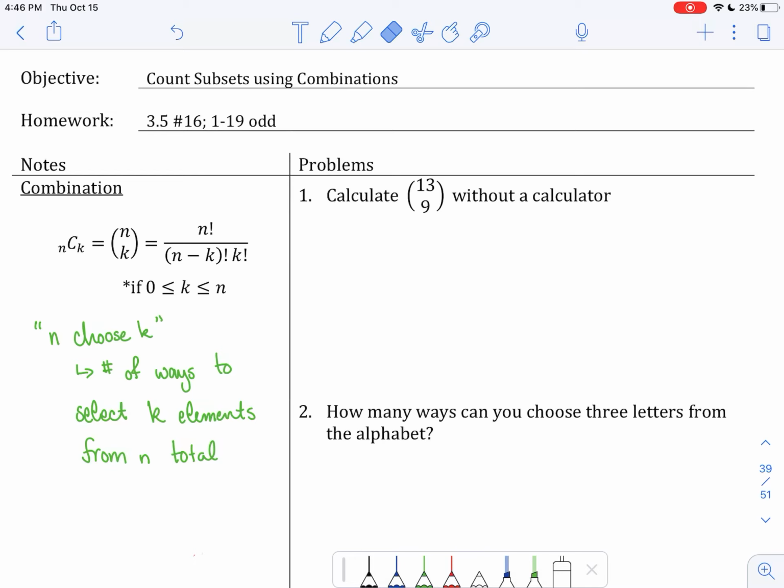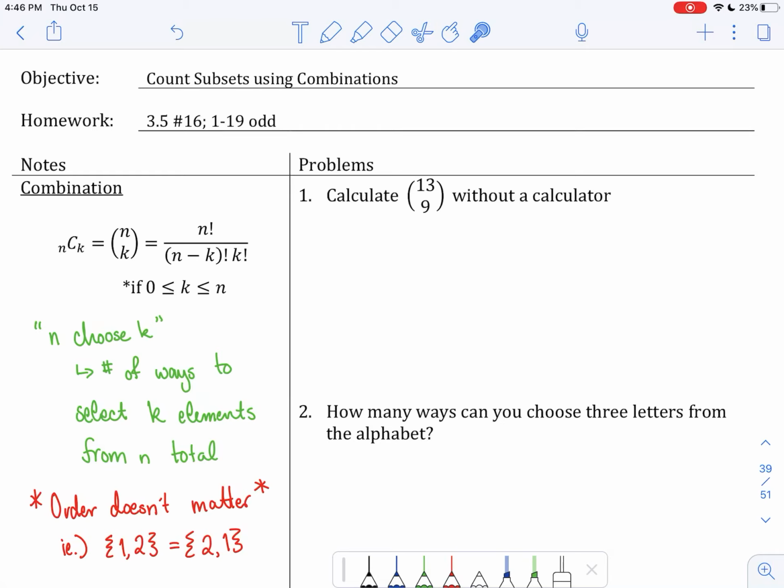The big difference here is that order doesn't matter. Having 1 and 2 be your selection is the same as having 2 and 1. So that's why we have this additional division by k factorial from permutations, to divide away all the ones that are the same set but in different orders.